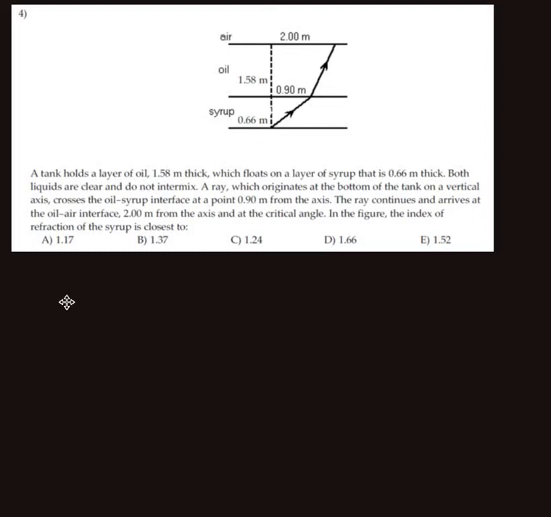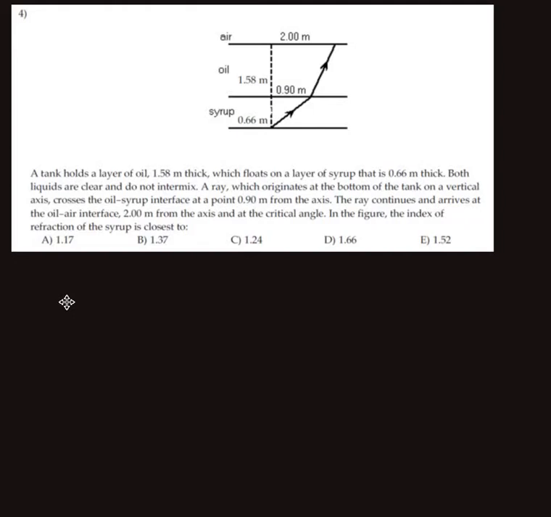Look at this problem. Another problem for the review and the homework. This one says a tank holds a layer of oil 1.5 meters thick, which floats on a layer of syrup, which is 0.66 meters thick, and both liquids are clear and do not intermix.